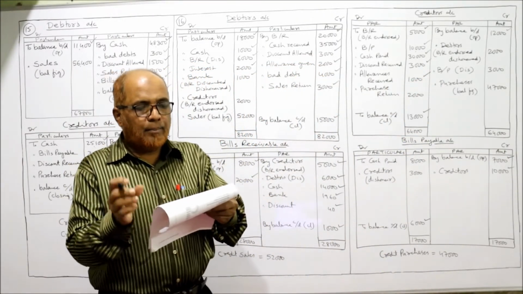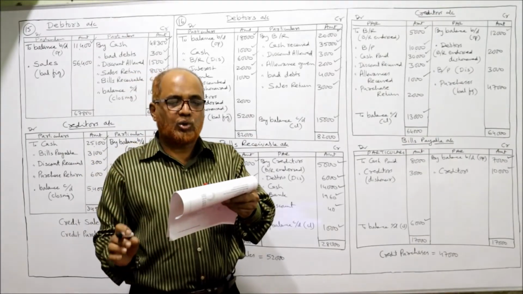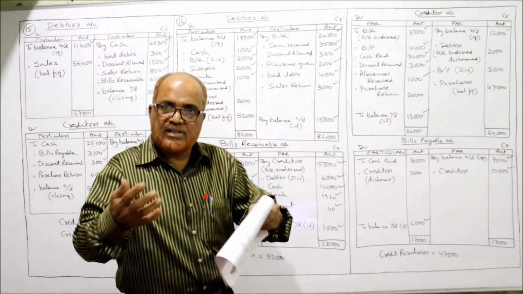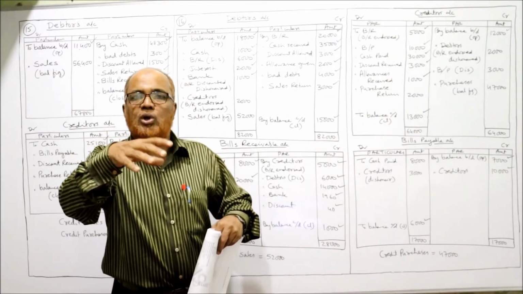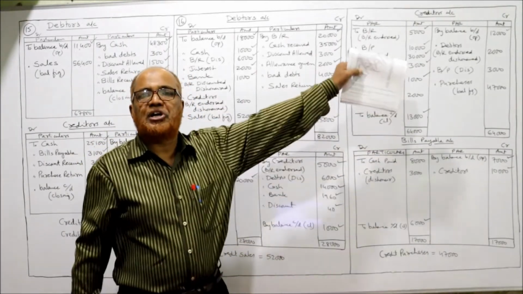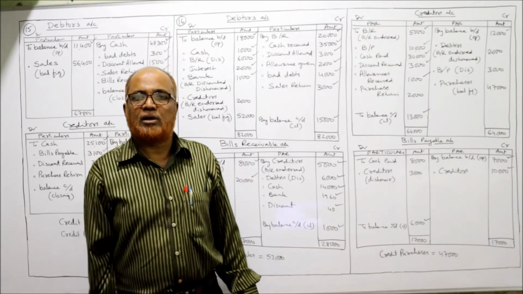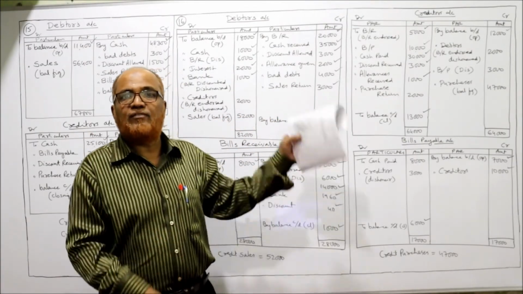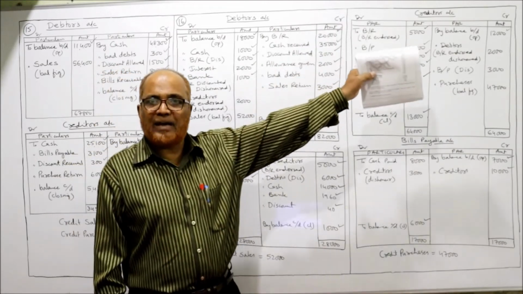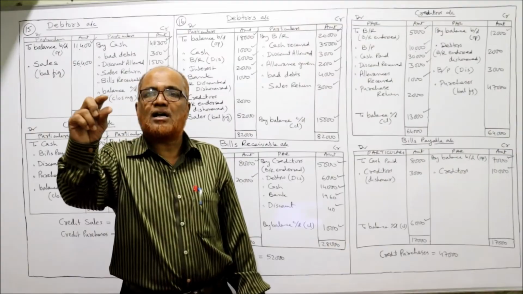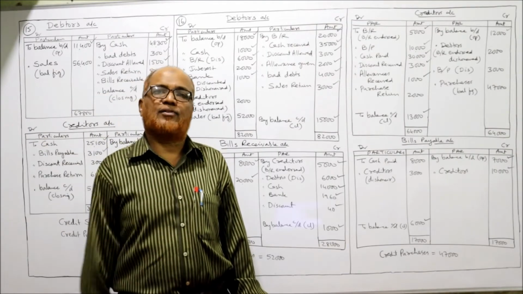Next comes bills receivable endorsed to creditors dishonored. Bills receivable we have received from debtors, and those bills we have endorsed to creditors. Now creditors are informing us that the bill was dishonored. Now we have to get the money from debtors and we have to pay the money to the creditors. So entry will be debtors account debit to creditors.